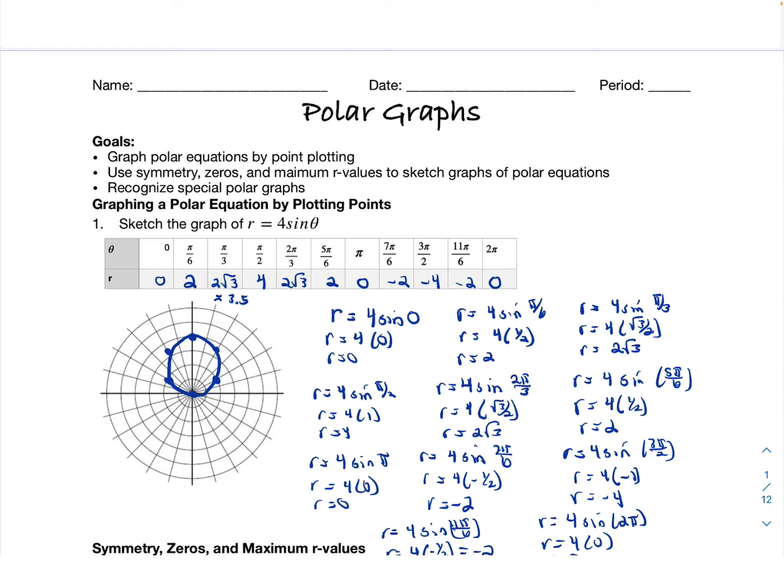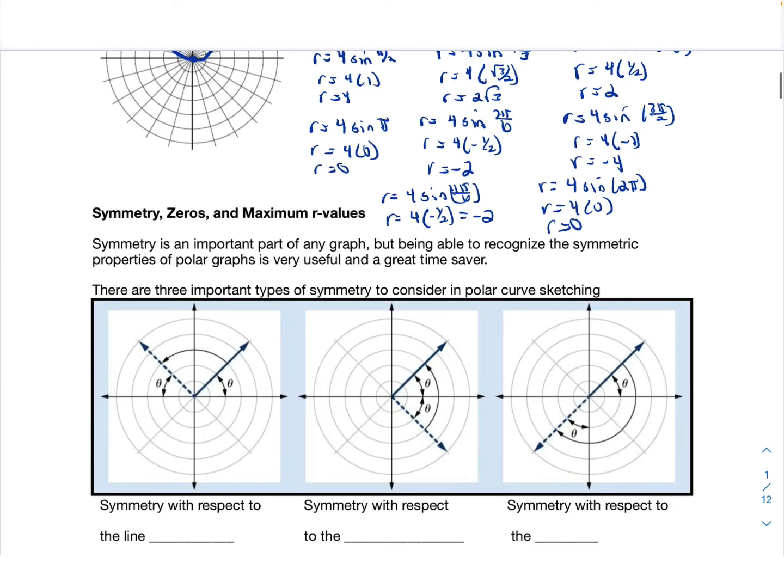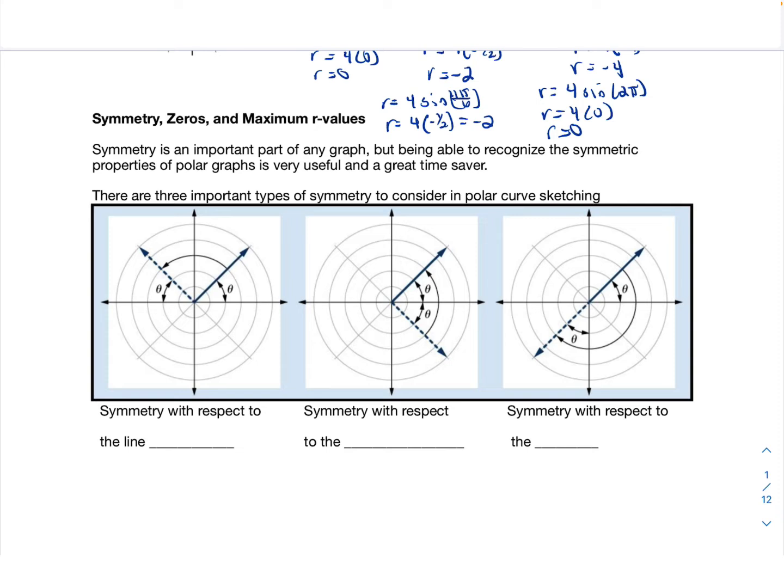So this brute force we can do, but you never know how many points to choose. And so we're going to come up with some techniques that can speed up this process. Things that you can look for that help you sketch the graph faster and help you pick which points to try on your table are symmetry, zeros, and maximum r values. We'll talk about symmetry first.